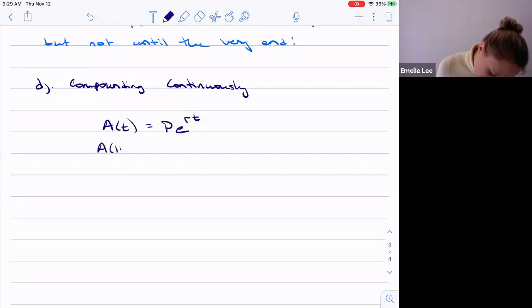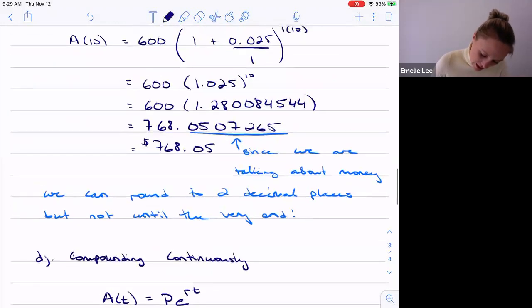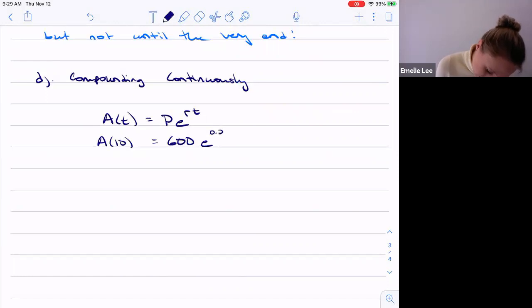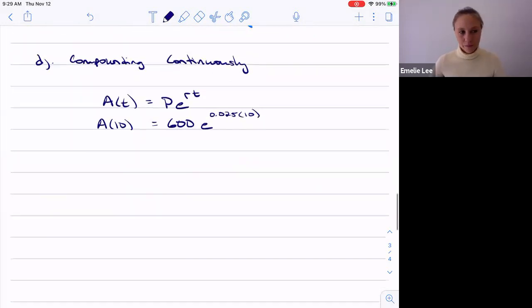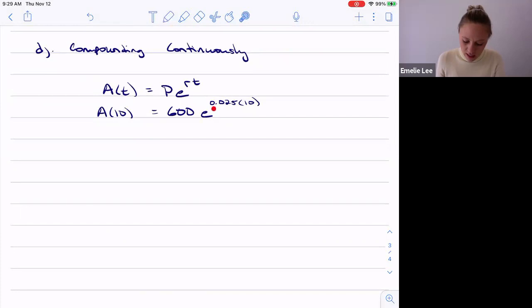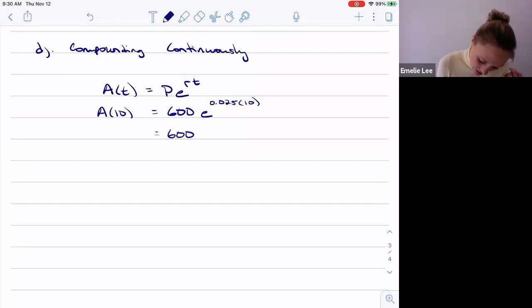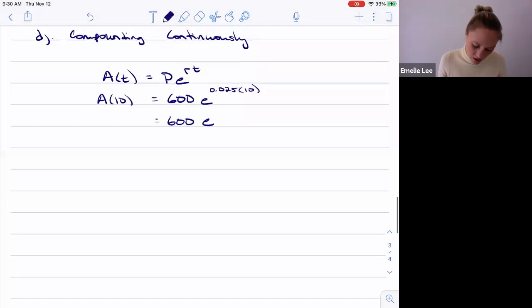So again, we want to find a of 10, which is going to be 600 times e to the rate, which we decided was 0.025 times 10. So again, just keeping in mind, we've got this 0.025 times 10 in the exponent, and so we need to simplify that before we can raise e to the power of it, and then multiply by 600. So just step by step here, I get 600 times e to the power of 0.025 times 10 is 0.25.